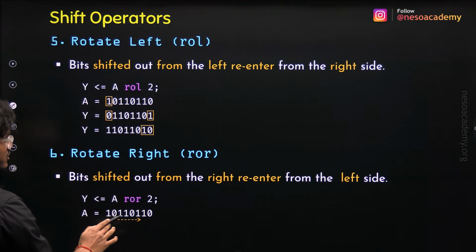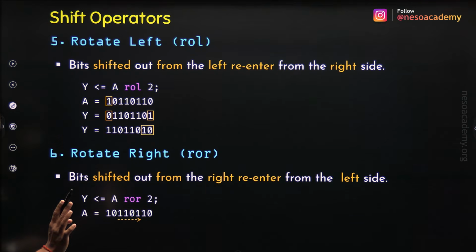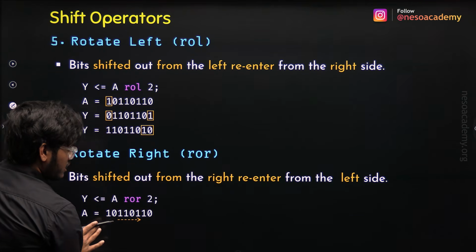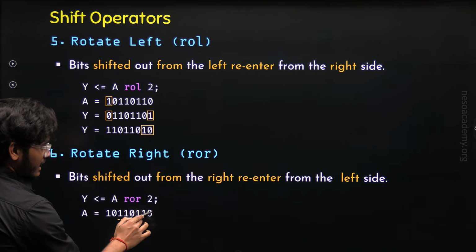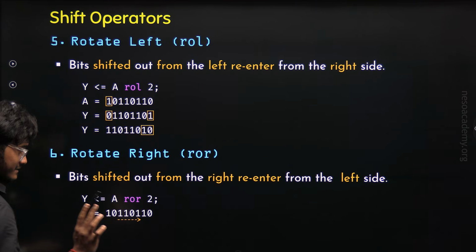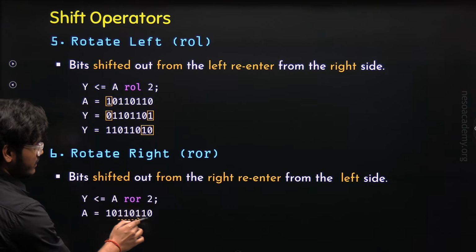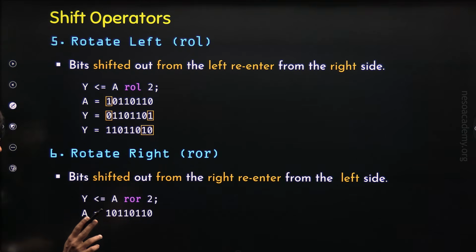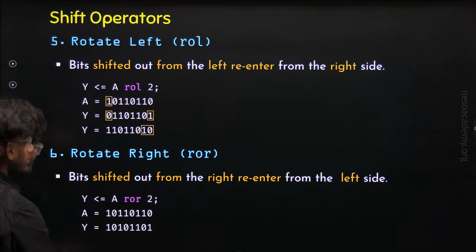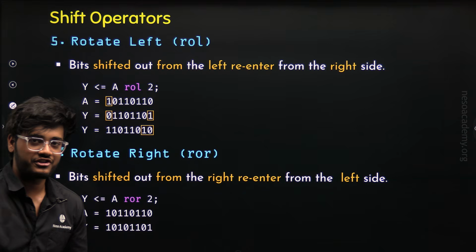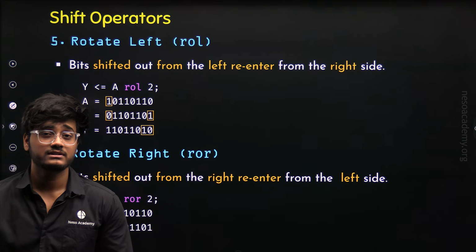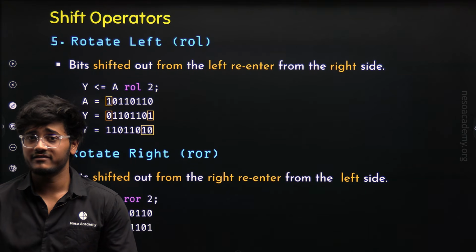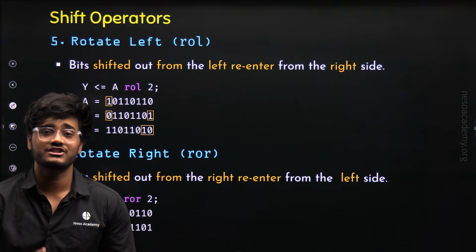Here A is 10110110. Now I want to shift or rotate this vector to the right by two places. So this 0 on the right side will re-enter on the left, then this 1 on the right side will re-enter from the left. So the final output will be 10101101. So this is rotate right operation, and I hope you understand all 6 shift operators, as shift operators efficiently help us manipulate binary values and are extremely useful in digital electronics.